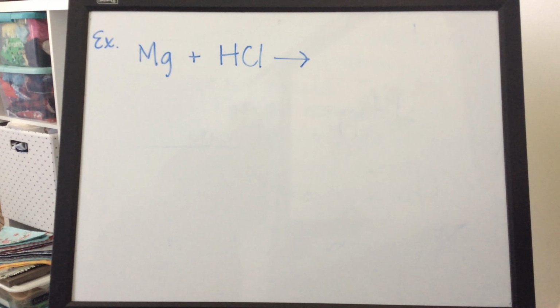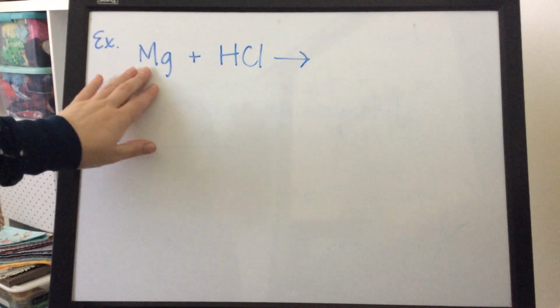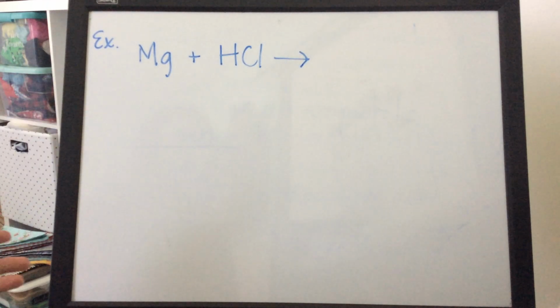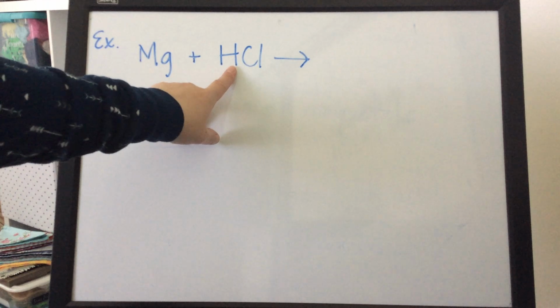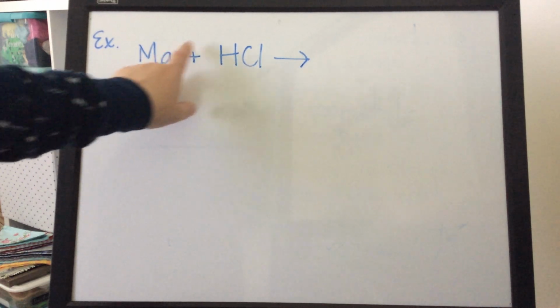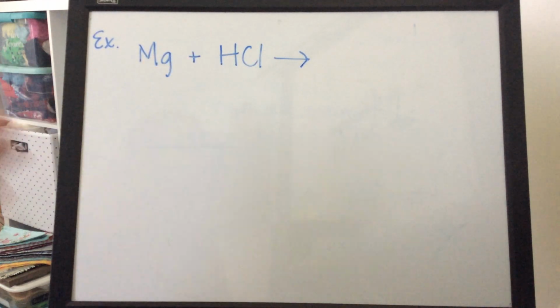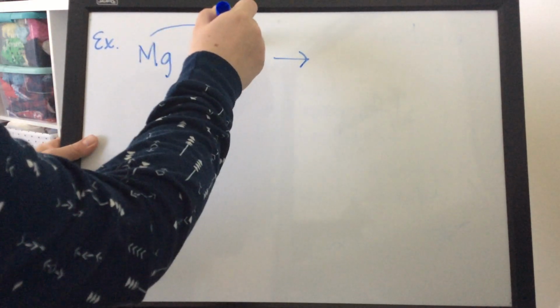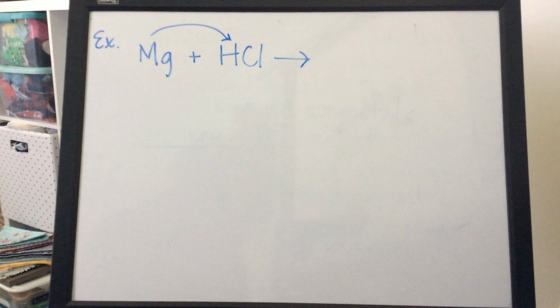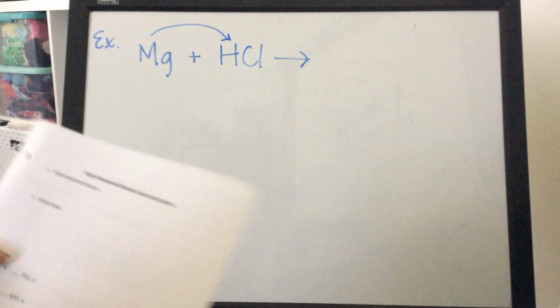So my question, of course, this is a single replacement because I have a single thing. And so my question is going to be, can magnesium kick out, in this case, the hydrogen, because magnesium is positive and hydrogen is positive. So can magnesium kick out hydrogen? That's the question. So I always draw a little arrow, and I'm questioning this. Can this happen? Can magnesium come in and kick out the hydrogen?